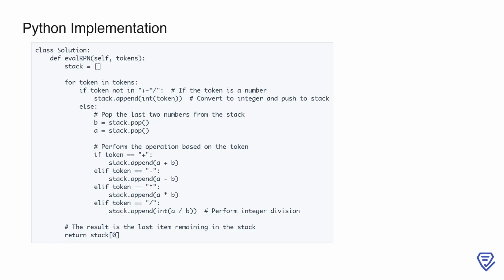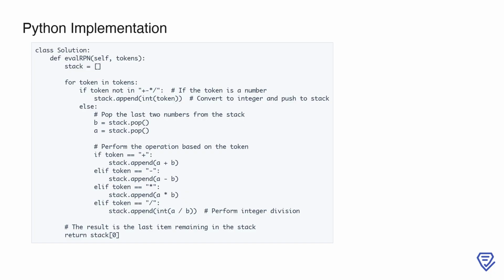2. Iterating through tokens, we loop through each token in the input list tokens. Each token represents either a number or an operator. 3. Handling numbers. If the token is not one of the operators plus, minus, asterisk, forward slash, it is treated as a number. The int function converts the token, a string, into an integer, which is then pushed onto the stack. 4. Handling operators. If the token is an operator, the last two numbers are popped from the stack.